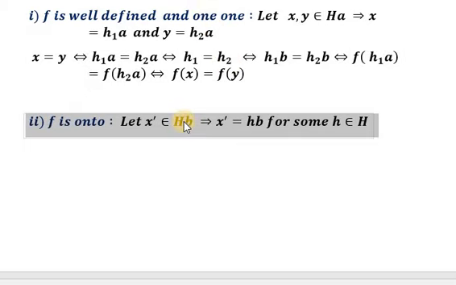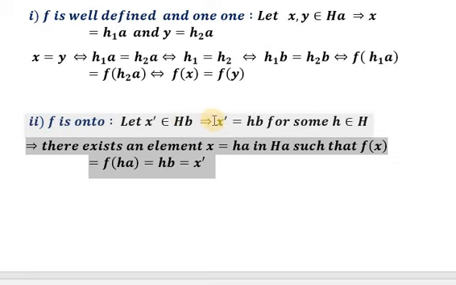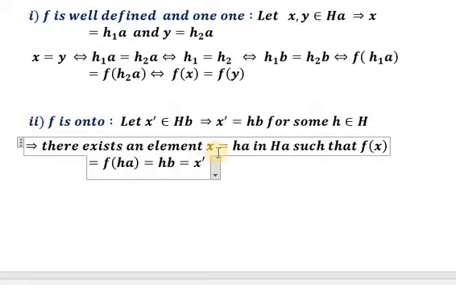Now for onto, let us consider x dash belongs to Hb, which implies x dash is equal to hb for some h belongs to H. Then there exists an element x is equal to ha in Ha such that f of x is equal to f of ha, which is equal to hb, that is equal to x dash. It means the image of element x is denoted by x dash.